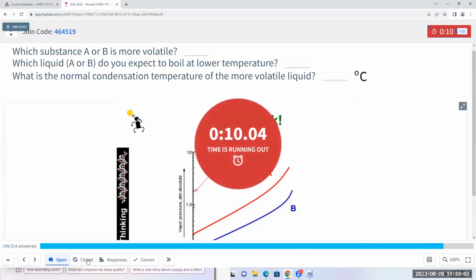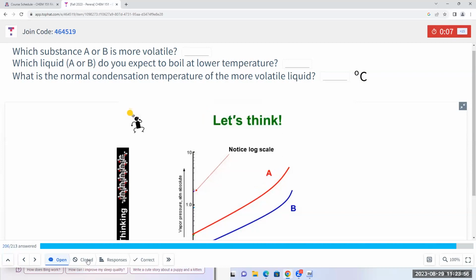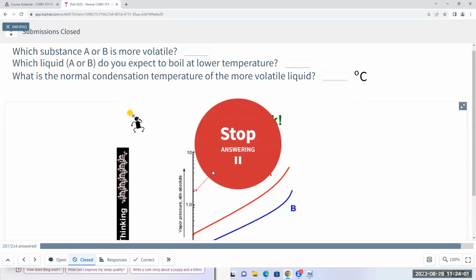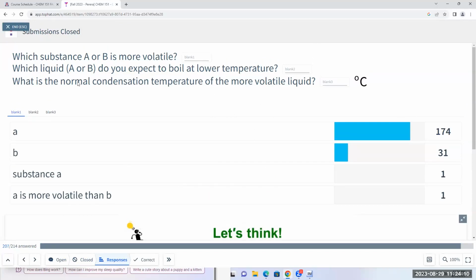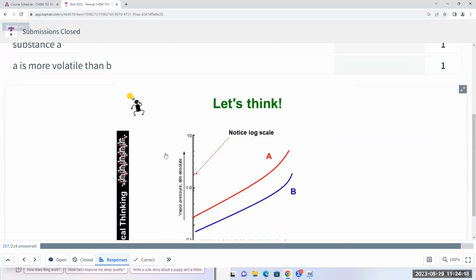4, 3, 2, and 1. Oh, right. And maybe we can look at your responses. Here are your responses for the first question. Which substance, A or B, is more volatile? Most of us said substance A is more volatile, and that's the correct answer as well. Can somebody tell me why though? Why do you think substance A is more volatile? Why did you select that answer? Anybody? I'm just curious.